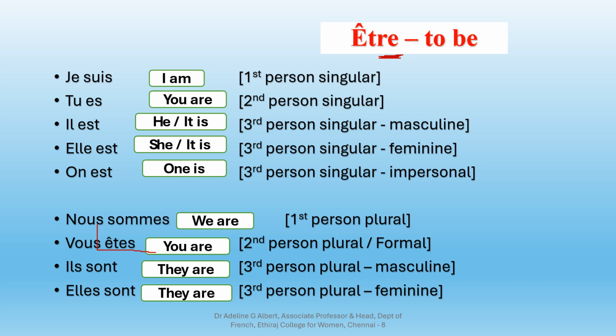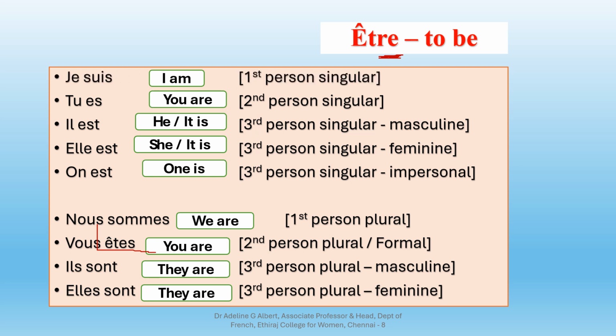So practice the sound, practice the spelling, practice the meanings. 3 things you have to do. Je suis means I am, tu es means you are singular, il est means he or it is, elle means she or it is. On means one is. Nous sommes, we are. Vous êtes, you are. Ils sont, they are masculine plural. Elles sont, they are feminine plural. Alright? Je suis, tu es, il est, elle est, on est, nous sommes, vous êtes, ils sont, elles sont.